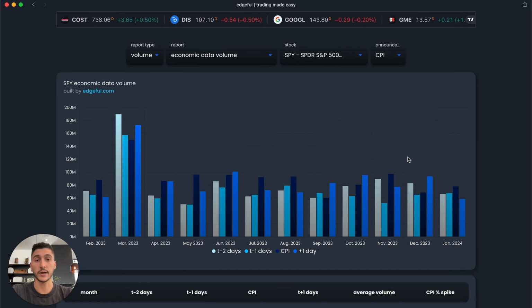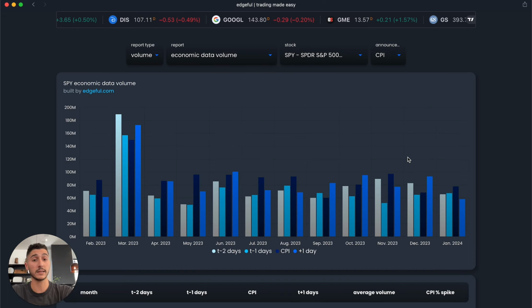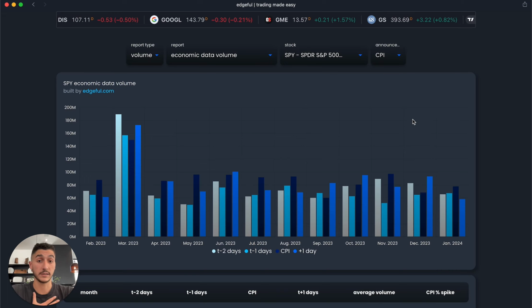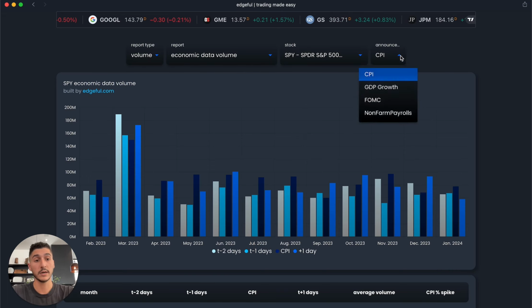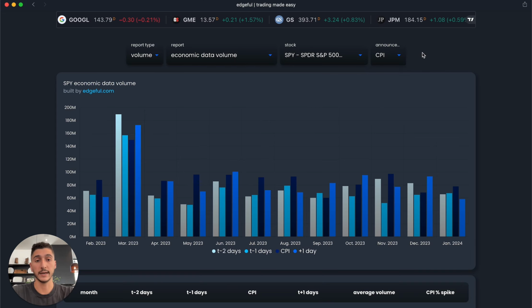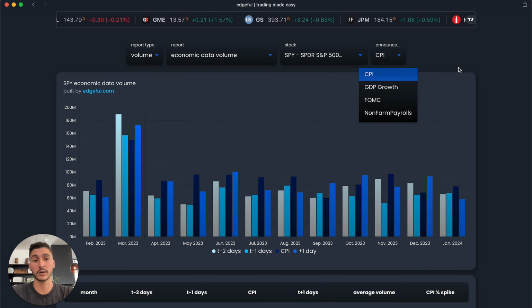I personally don't trade any days before CPI because I've found that the volume is very low. People are waiting on the sidelines to actually trade that CPI day. This is something that this report has personally helped me with, and I'm sure it can help you too. And just keep in mind, we have other announcements in here if you want to look at them.